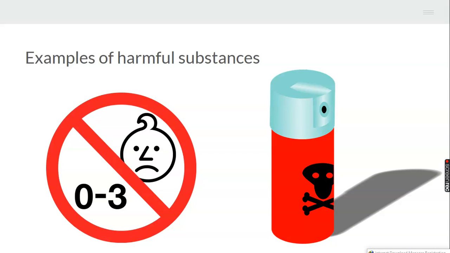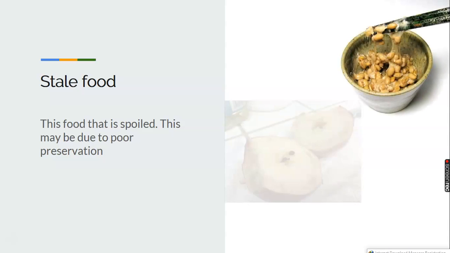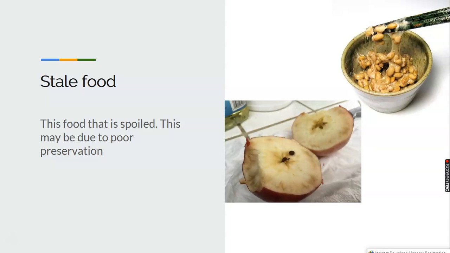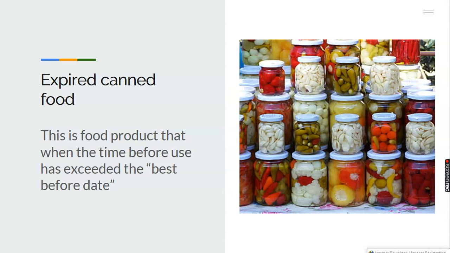Examples of harmful substances, we'll look at them one after the other. Now, number one, there is stale food. Stale food is food that is spoiled, probably because it is not well preserved. That is harmful to the body. If someone should take stale food, it's going to cause harm. It's food poisoning. Okay?